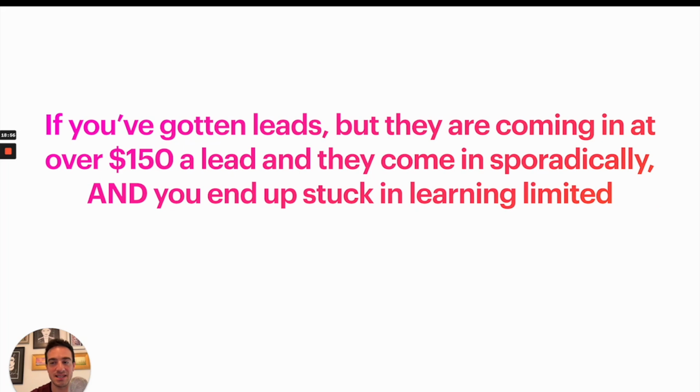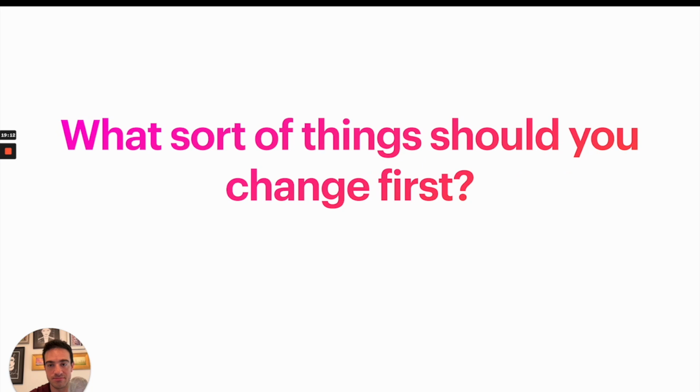If you've gotten leads, but they're coming in at over $150 a lead, and they come in sporadically, and you end up stuck in learning limited, you also probably need to relaunch your campaign. Now, what do you relaunch? What sort of things should you change first?